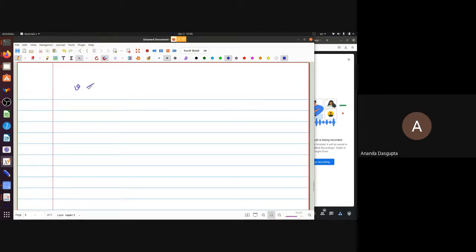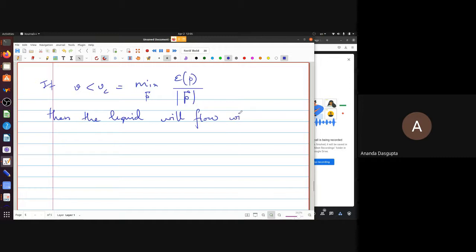So if v is less than vc, which is given by the minimum over all possible values of the momentum of epsilon p by p, then the liquid will flow without viscosity.